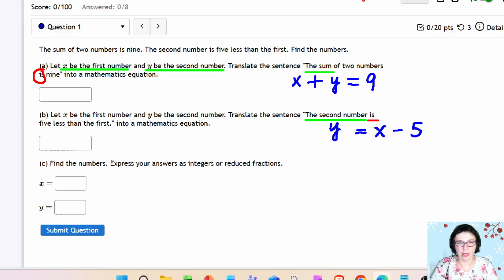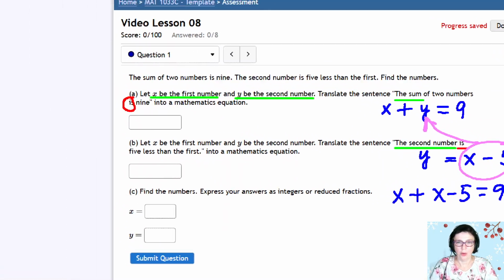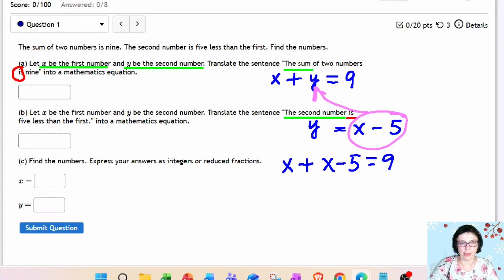So literally, we're just going to type this and we are going to solve it. Now, I propose in this case, because we already have y expressed as a function of x, that we solve this by the substitution method. And what is that? Well, we're just going to replace y with x minus 5, right? So we're going to take this and place it instead of y. And that will give us x plus, instead of y, x minus 5, and then that's equal to 9.